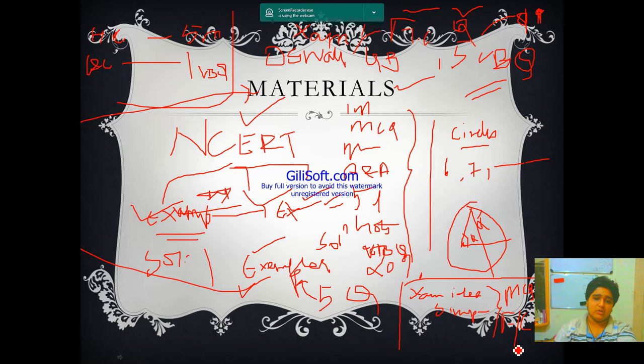But the flowchart is free for all the subjects. English and Sanskrit have nothing. So for the remaining subjects, everything, please look at the flowchart. That should be your material for the last minute. Apart from this, don't refer to any other book. Please, no reference books, nothing.